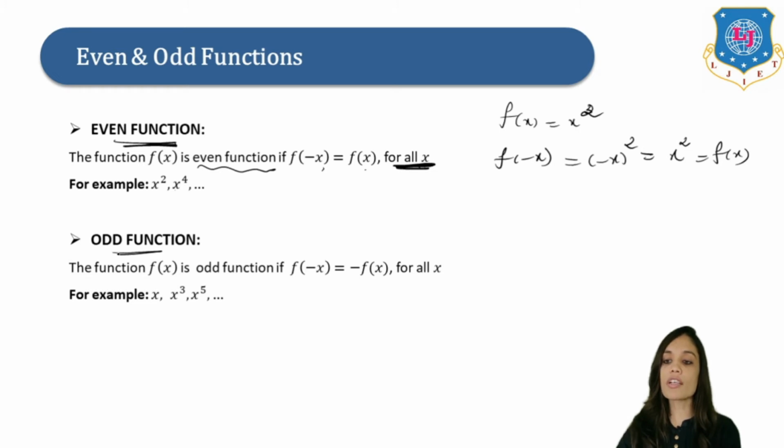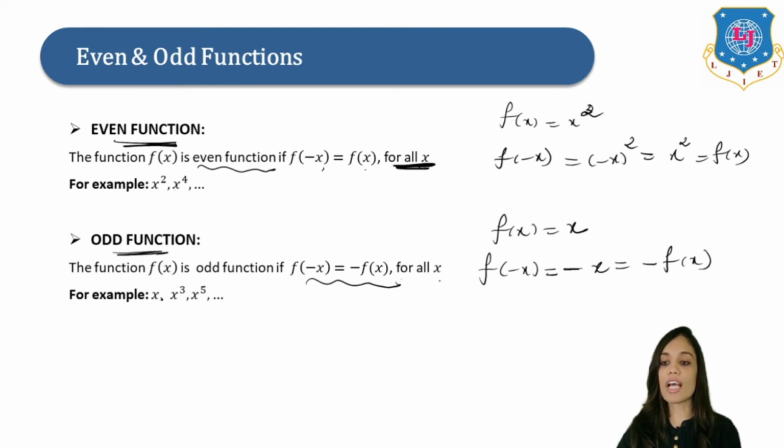Similarly, what is known as an odd function? A function f of x is an odd function if f of minus x is equal to minus f of x for all x. So for example, if I consider our f of x as x only, so replace x by minus x, so you will get minus x. That can be written as minus f of x. So this holds for all x. So the examples of odd function are x, x cube, x raised to 5, etc. So we can say that we are having odd powers of x, right?